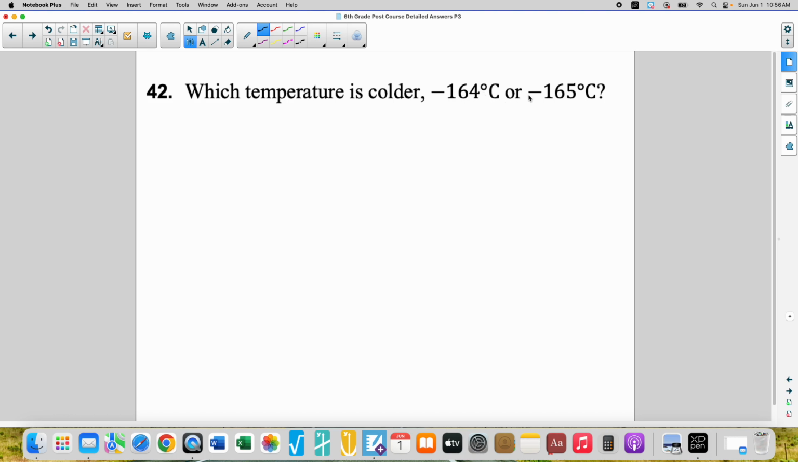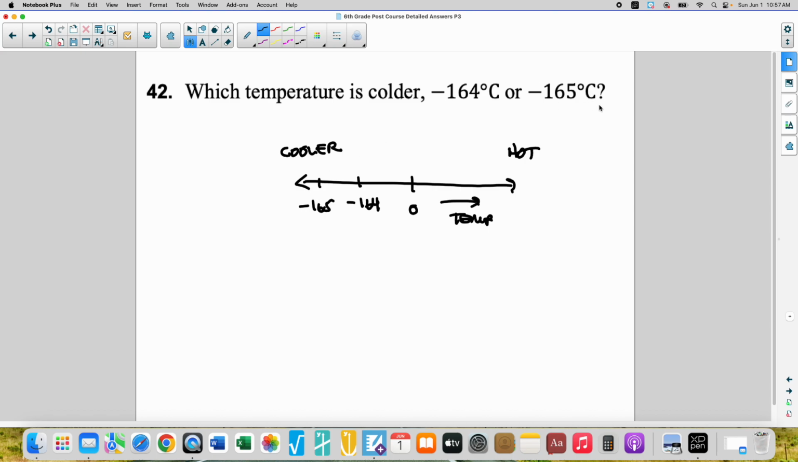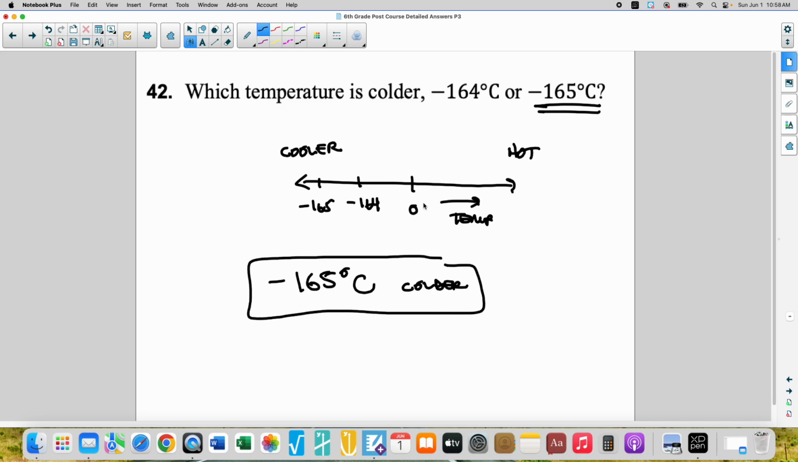Which temperature is colder? Negative 164 degrees Celsius or negative 165 degrees Celsius. If we look at that on a number line, this being 0, this being hotter, the higher the temperature, hotter to the right, and then to this direction would be colder. So when we look at the number line, the numbers will increase as you go here. So you'll have negative 164 and then negative 165. So negative 165 degrees Celsius is colder than negative 164 degrees.